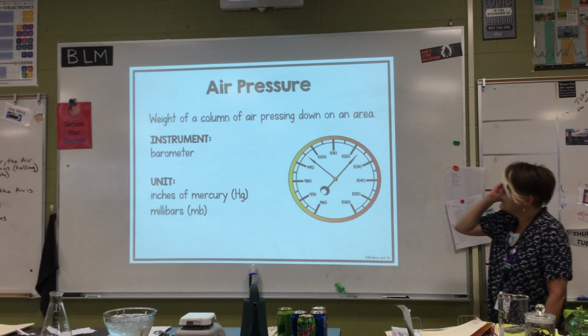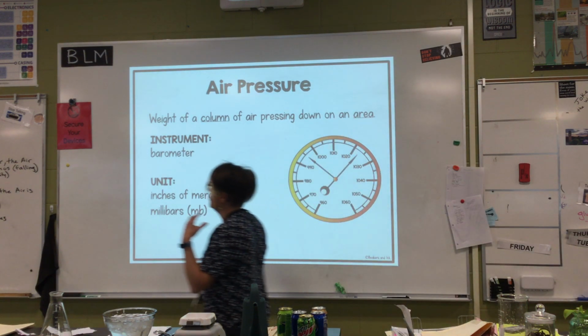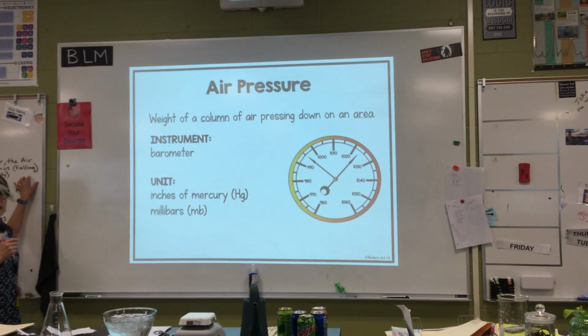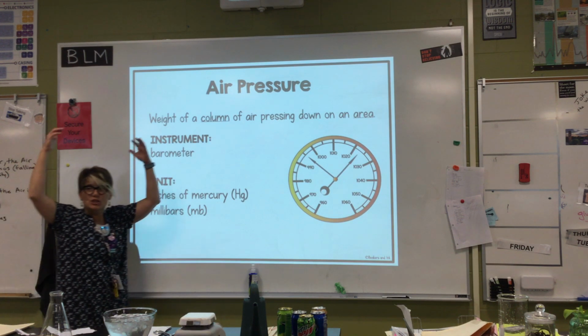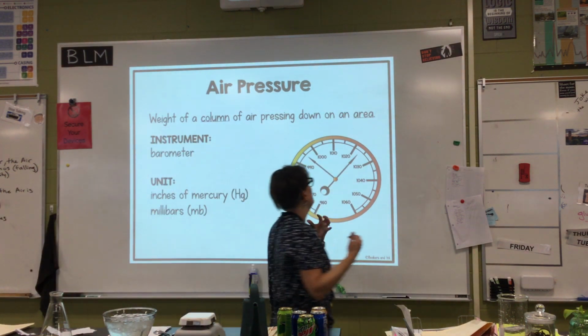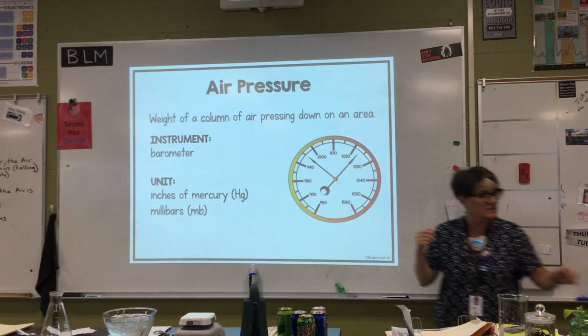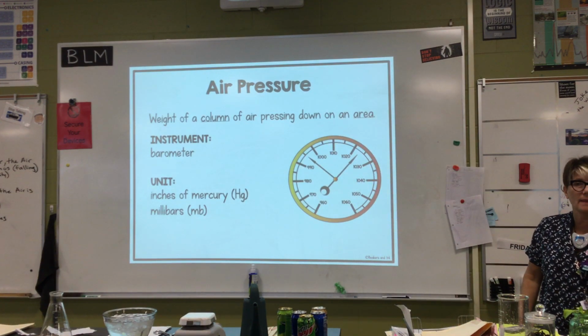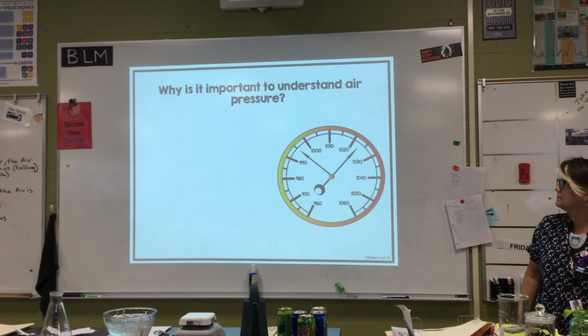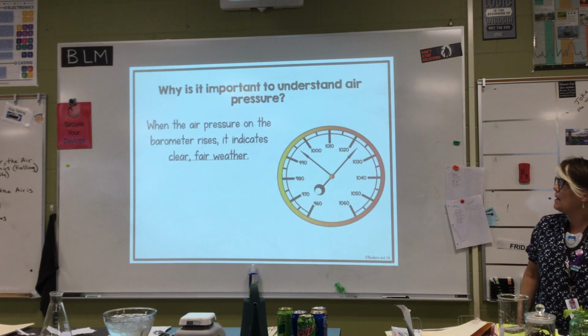Air pressure is the weight of a column of air. So when we were talking here about air, it's kind of the same thing. Imagine air is falling down on top of you. It's pressing down, right? That is going to be what kind of pressure? Yeah, that's going to be high pressure.